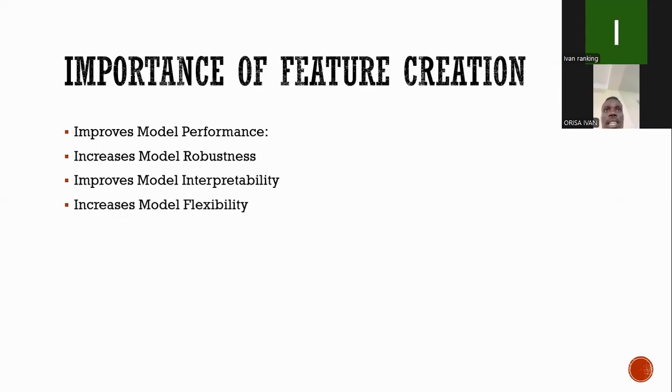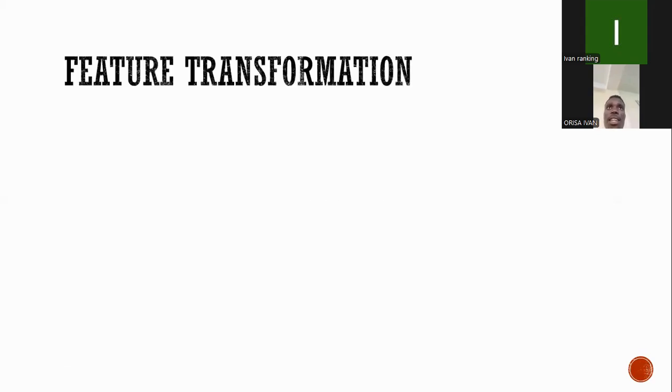And then increases the model's flexibility, since now we train this model on different features of data. So this model can be used in most cases. The model can now be flexible, used to carry out various operations. And now let's look at the concept of feature transformation as the second process.